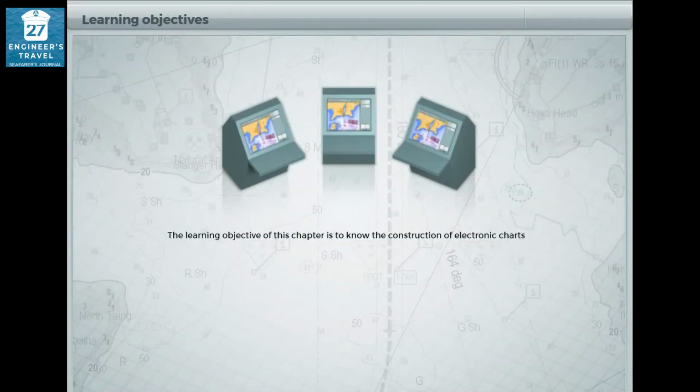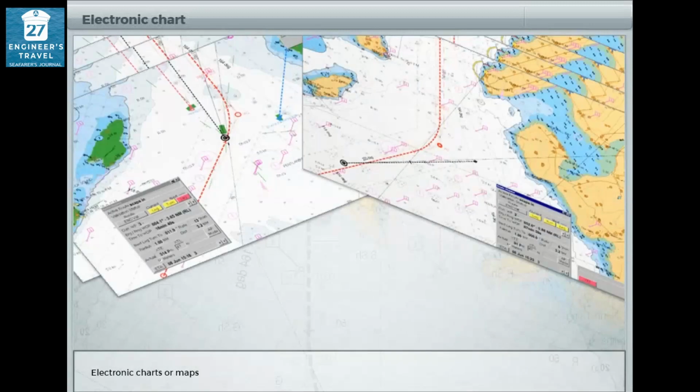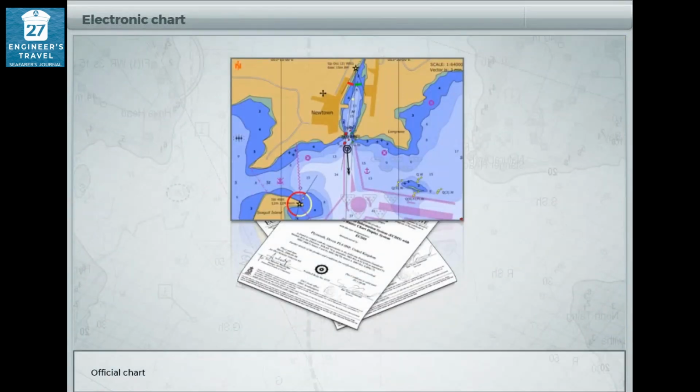The learning objective of this chapter is to know the construction of electronic charts. An electronic chart is any chart displayed on an electronic system and used for navigation. There are many examples on land, in the air, and at sea. On an approved ECDIS, the only chart allowed to be used is an official chart made to a standard approved by the International Hydrographic Office.